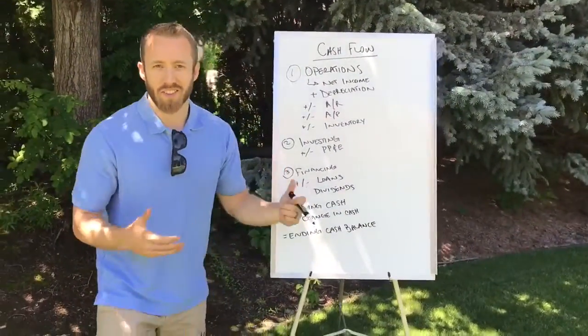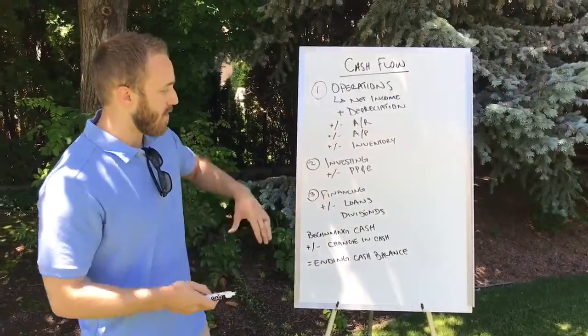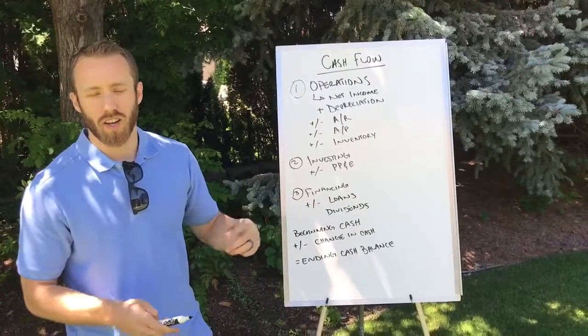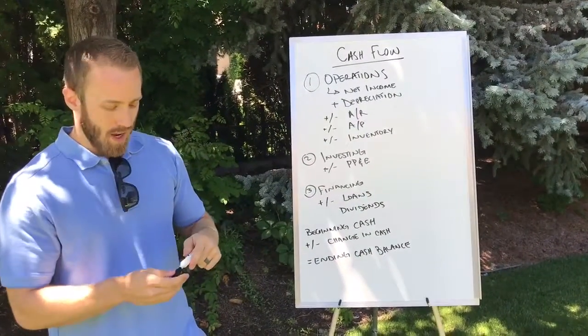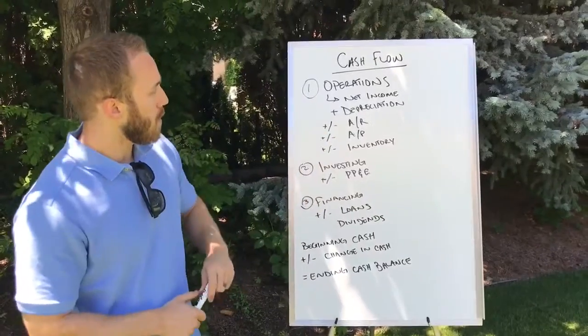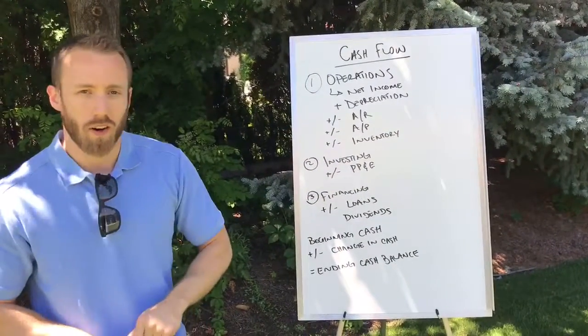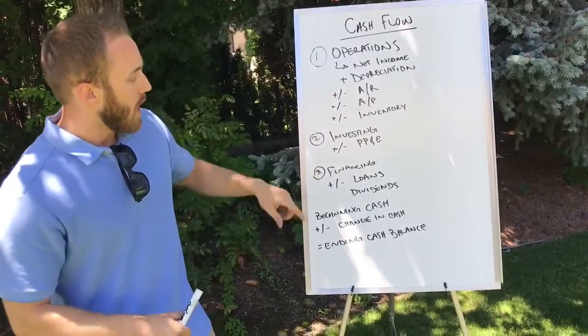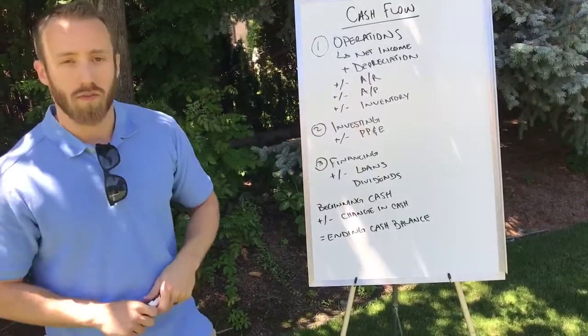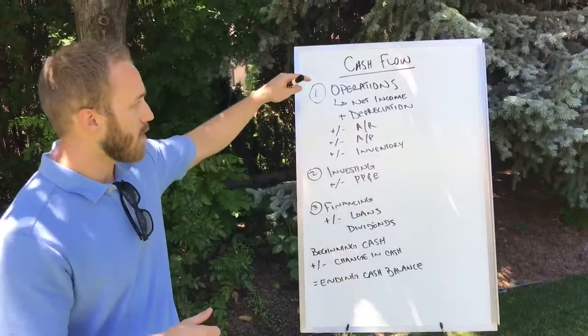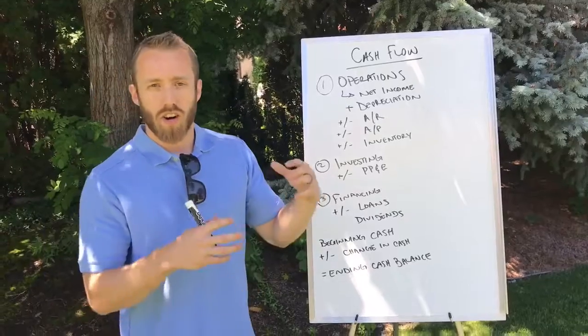Alright, so for our cash flow statement, this is what we're kind of looking at. This is a very general breakdown of what a cash flow statement would look like. So for this situation, we break it up into three different categories. We have operations, cash flow from investing, and cash flow from financing. And so what we start with is cash flow from operations, and we start with our net income number.